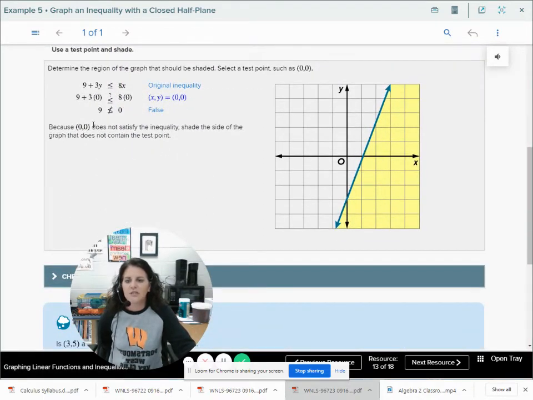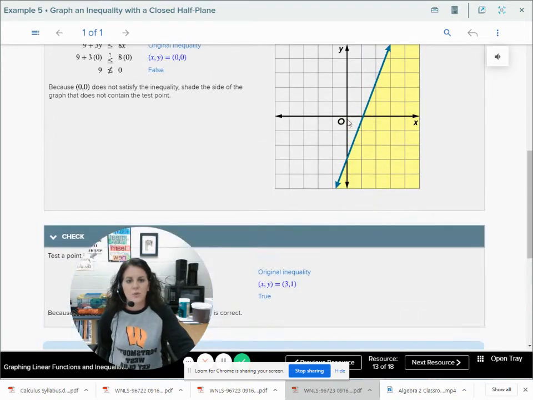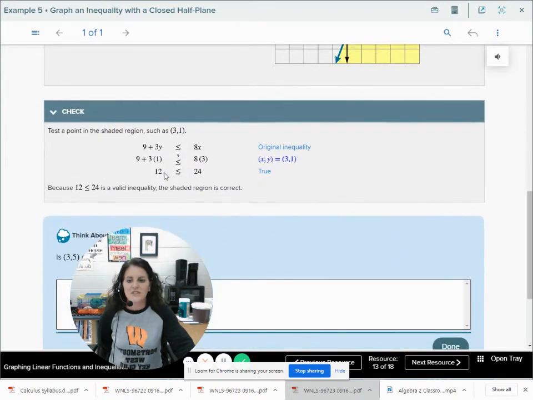This might help you catch that mistake. So they plugged in 0, 0. It was a false statement, so they don't want to shade the side that includes that point. They want to shade the opposite side. Since 0, 0 created a false statement, 9 is not less than or equal to 0. We don't want to shade the side that includes that. We want to shade the opposite side that does not include that point. You could pick another test point just to check it. They picked 3, 1. Go over 1, 2, 3, up 1. That's in our shaded region. Let's check and see if it's true. It is true. 12 is less than or equal to 24, so we know we shaded correctly.